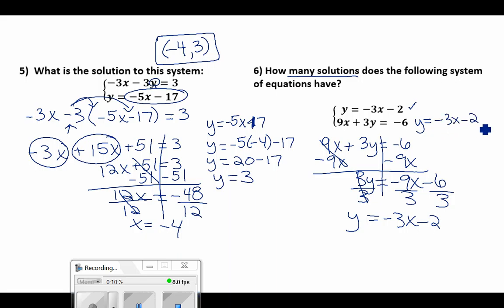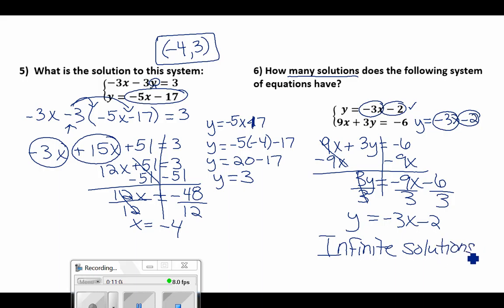And let's look at our m's. Our m's are both negative 3x, and our b's are both negative 2. So we have the exact same equation once we solve them for y. So when you have the exact same equation, you're going to have the exact same line. They will be coincidental lines. So it will have an infinite amount of solutions because the lines are intersecting the entire time.